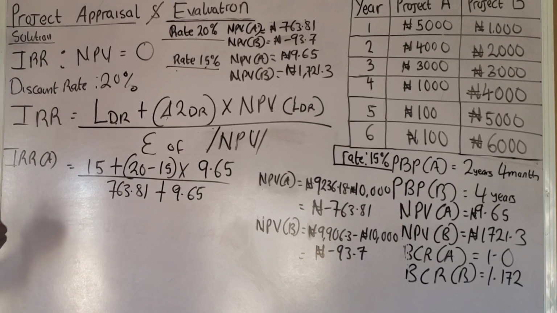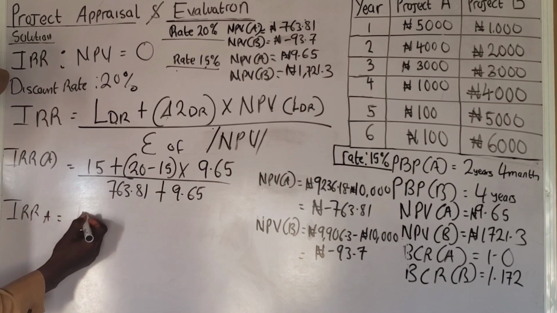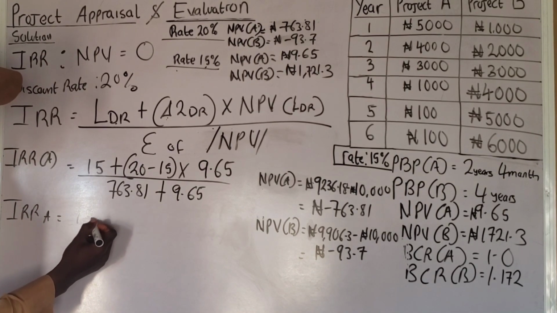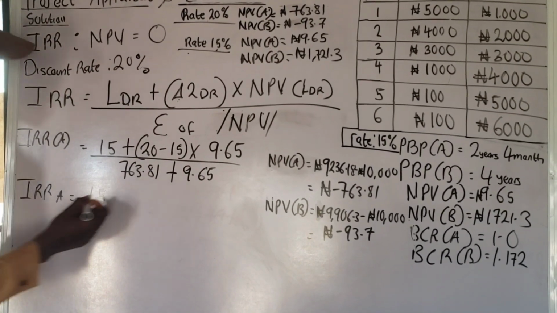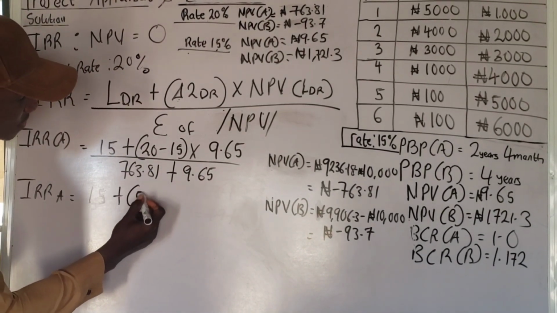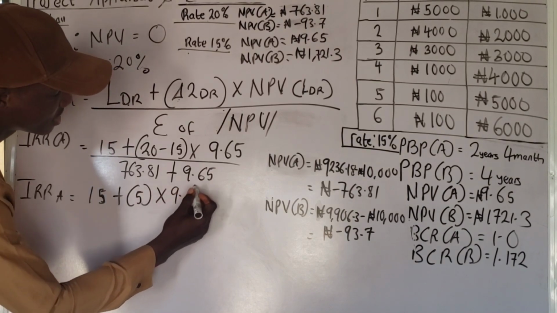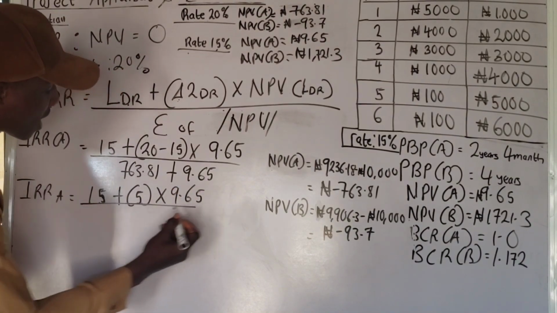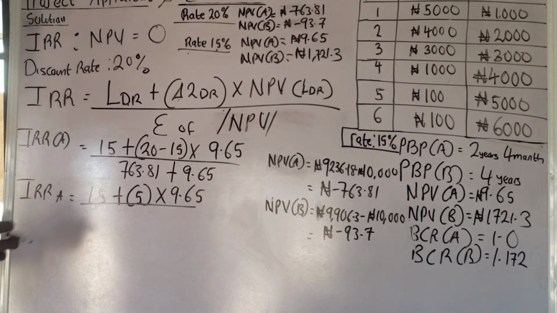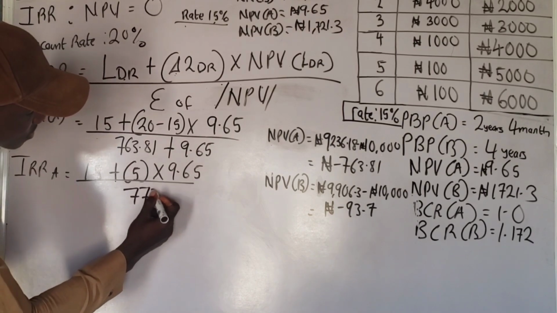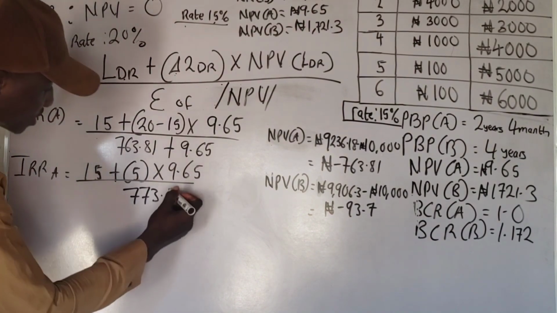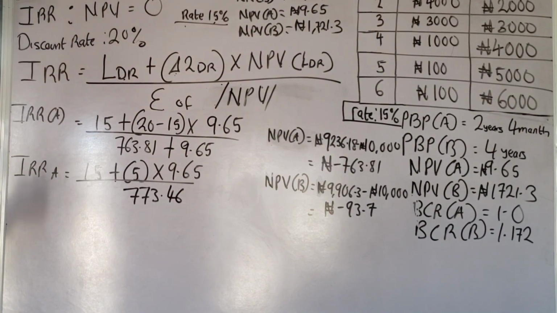Okay? So the internal rate of return of A equals 15. Please pay attention. 15. 20 minus 15, that is what? 5. So I'm going to have plus 5 multiplied by 9.65 all over 763.81 plus 9.65. That is 773.46. Okay? Oh, I want to make an adjustment.